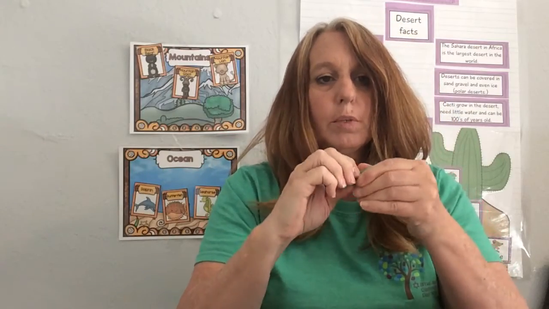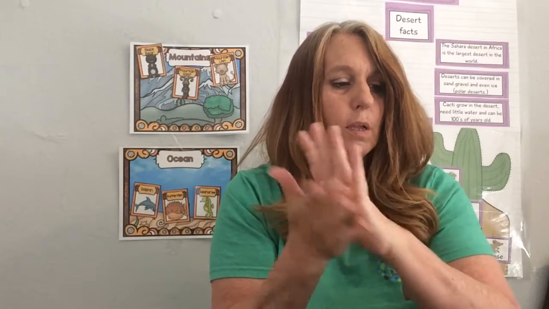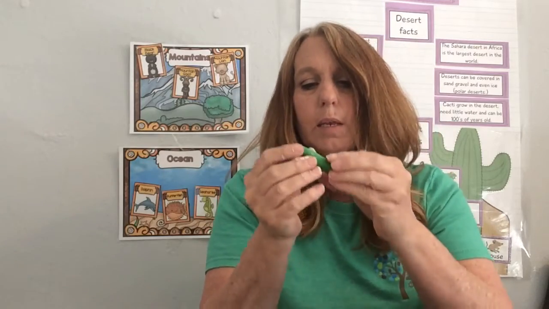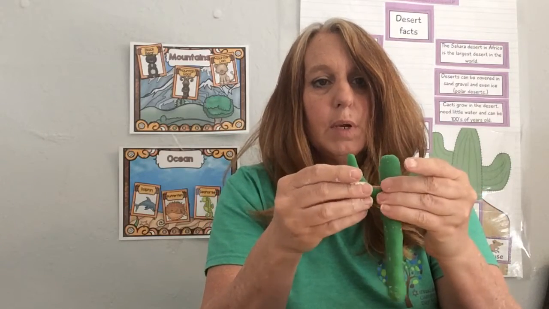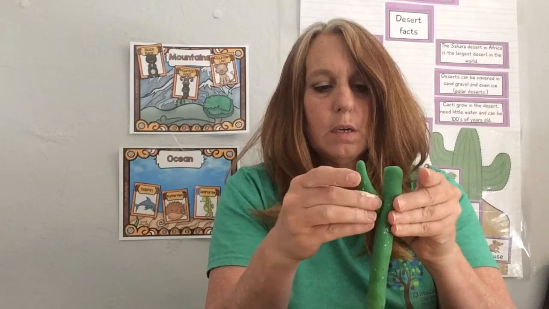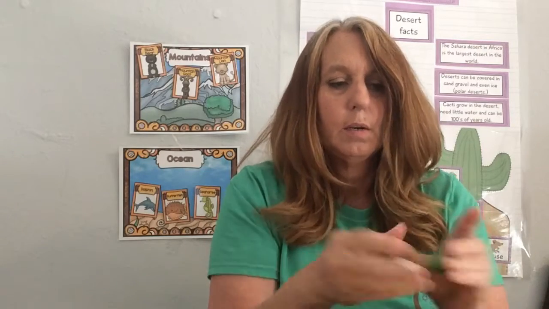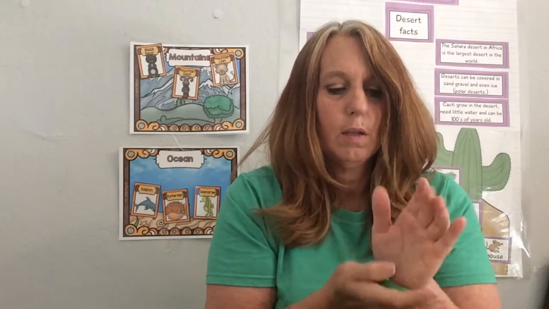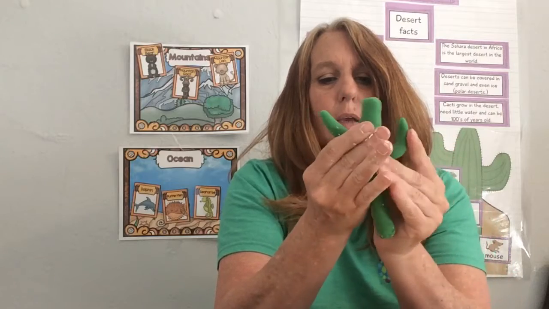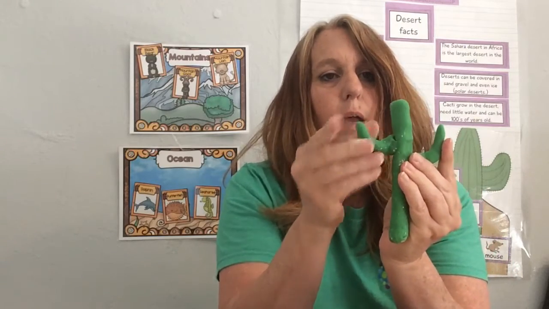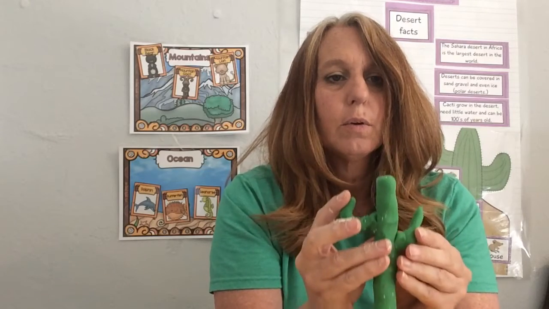Now I need 2 arms, so I'm going to break this into 2 pieces, and I'm going to roll it, and I'm going to bend it like this, and I'll put it on one side of my straight stick. There we go. Oh, that looks good. And then I need one more on the other side, don't I? Let's see, this one was down a little bit lower, I think. There's that one on that side. And I made a cactus out of Play-Doh.